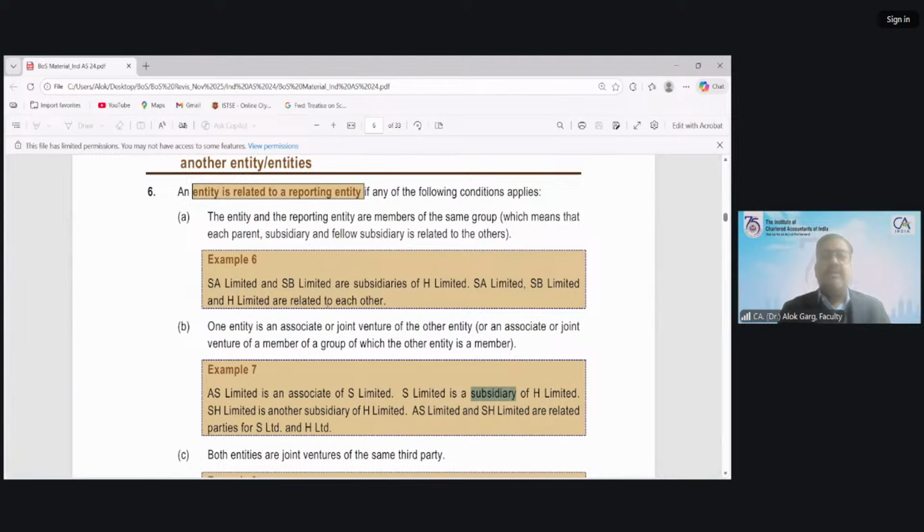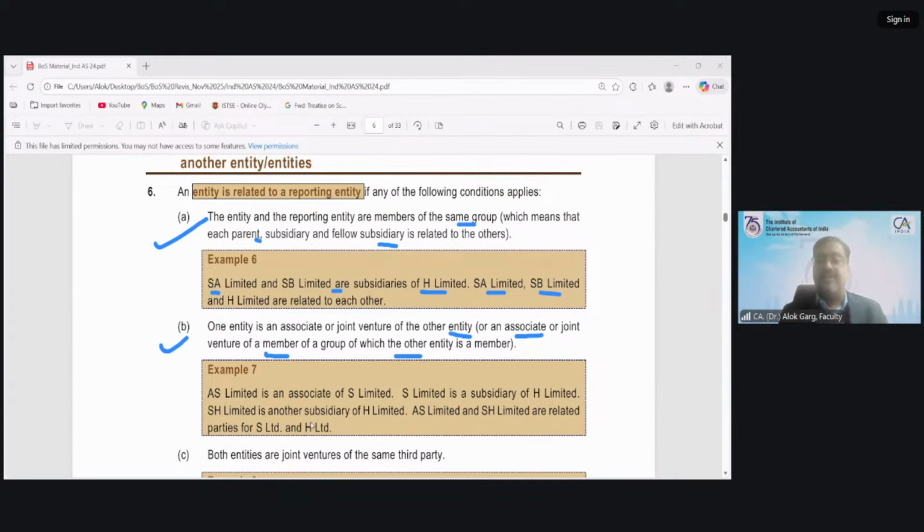See, we discussed the related party thing here. The entity and the reporting entity are members of the same group, which means each parent, subsidiary and fellow subsidiary is related to the others. SA Limited and SB Limited are subsidiaries of H Limited. So in this case, SA Limited, SB Limited and H Limited are related to each other. All are related parties, right? Parent, subsidiary, fellow subsidiary. One entity is an associate or JV of the other entity, or an associate or JV of a member of a group of which the other entity is a member.